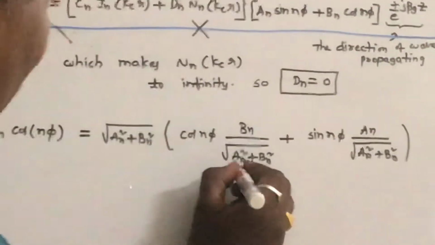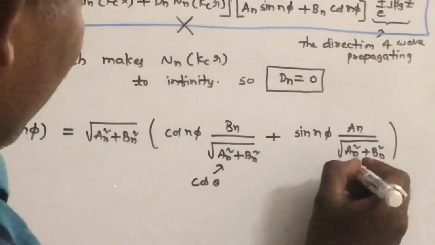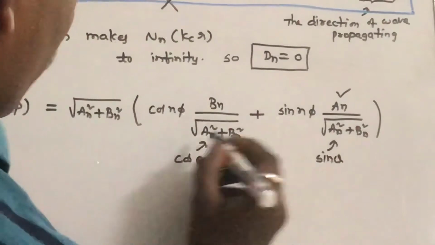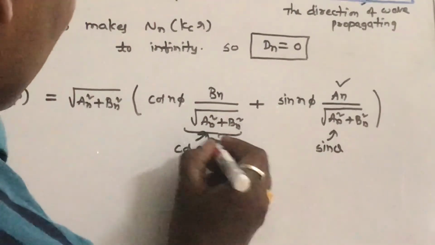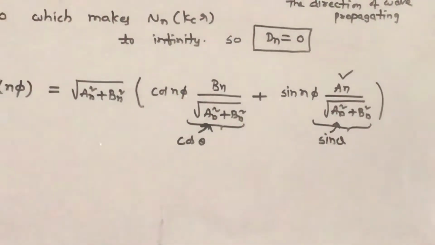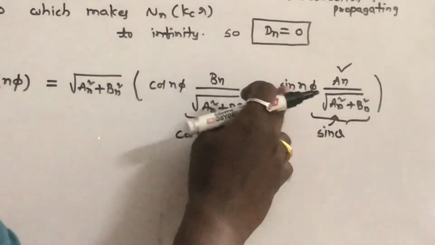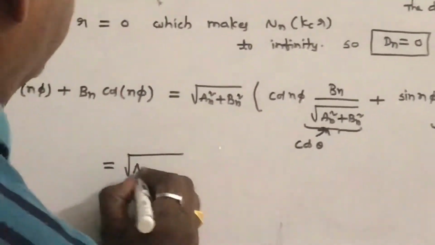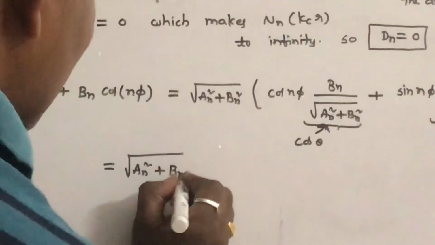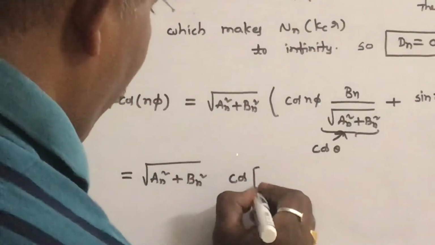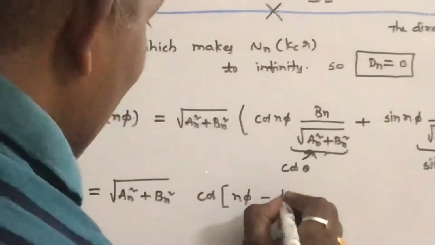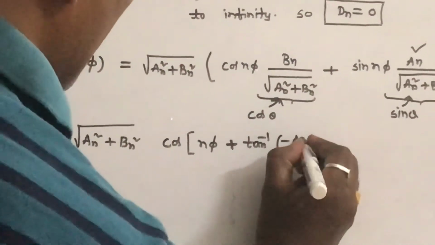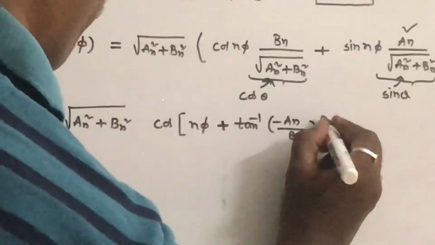Now replace this term by cos theta, and replace an by square root of an square plus bn square by sin theta. So cos A cos B plus sin A sin B. This equation is written as square root of an square plus bn square into cos of n phi minus tan inverse of minus an by bn.